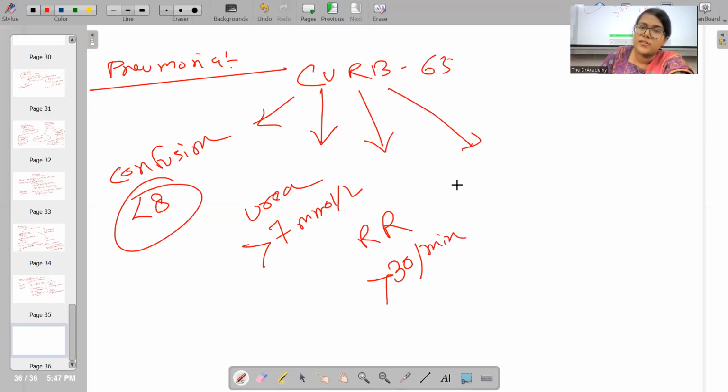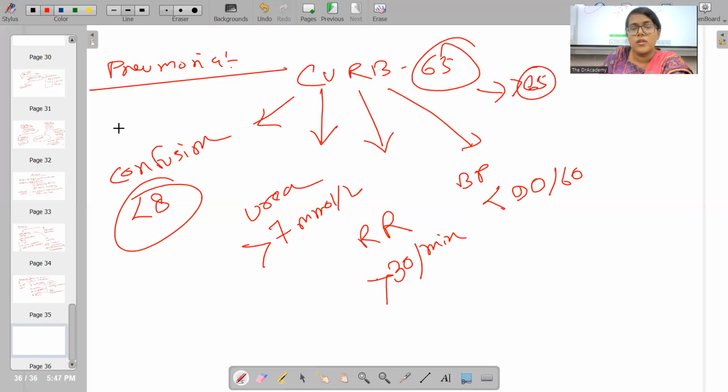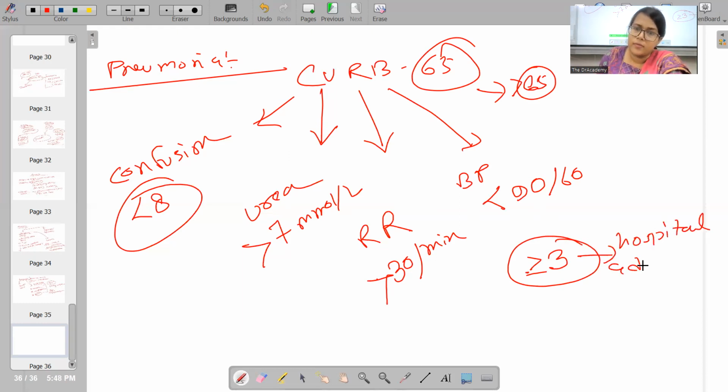Okay, and B stands for blood pressure. So the systolic is less than 90 or diastolic less than 60 millimeter mercury. And 65 is age more than 65 years. So these are the 4 prognostic features of pneumonia. And if the score is equal to or more than 3, then hospital admission is mandatory. Hospital admission.